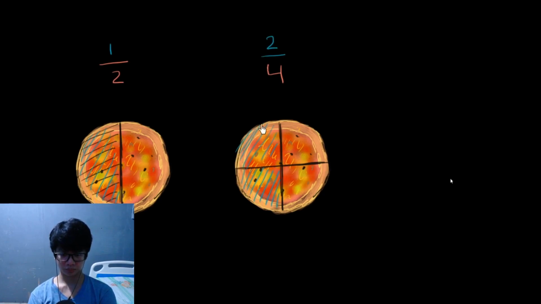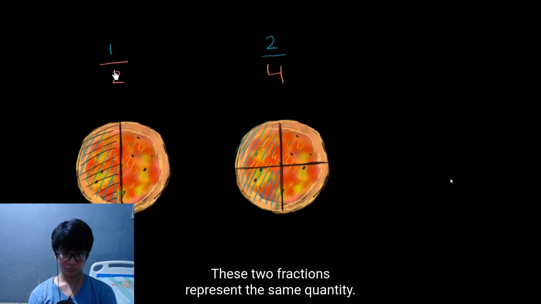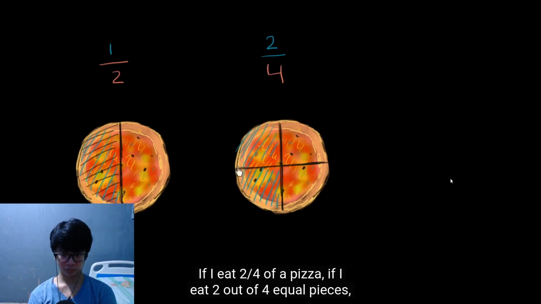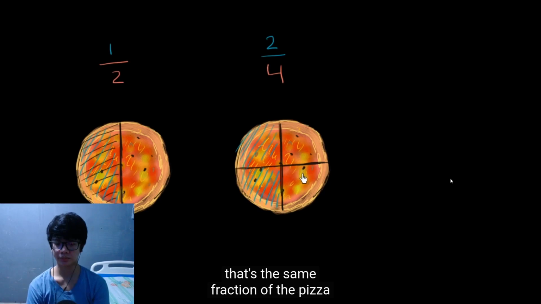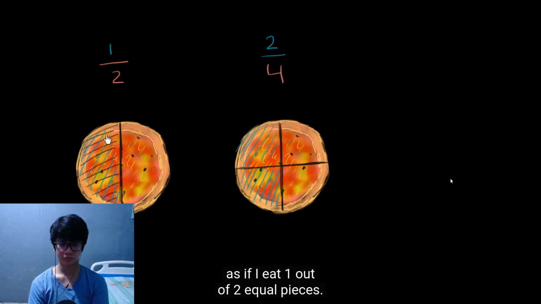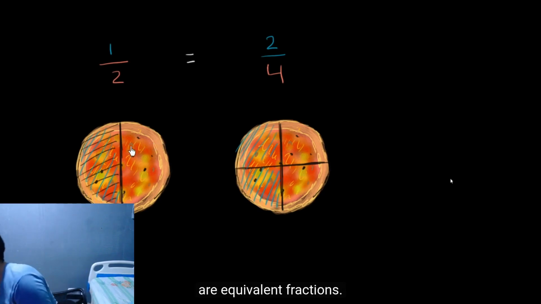So even though I'm using different numbers here, here I'm using a 1 in the numerator and a 2 in the denominator. Here I'm using a 2 in the numerator and a 4 in the denominator. These 2 fractions represent the same quantity. I ate the same amount of pizza. If I eat 2/4 of a pizza, if I eat 2 out of 4 equal pieces, that's the same fraction of the pizza as if I eat 1 out of 2 equal pieces. So we would say that these 2 things are equivalent fractions.